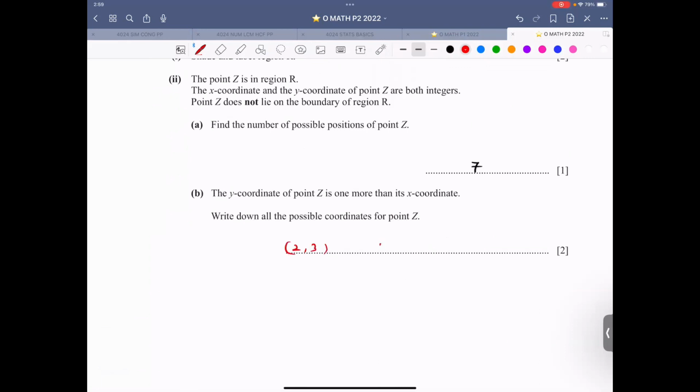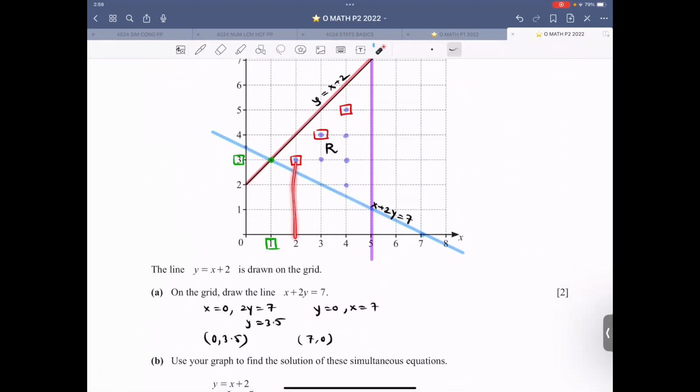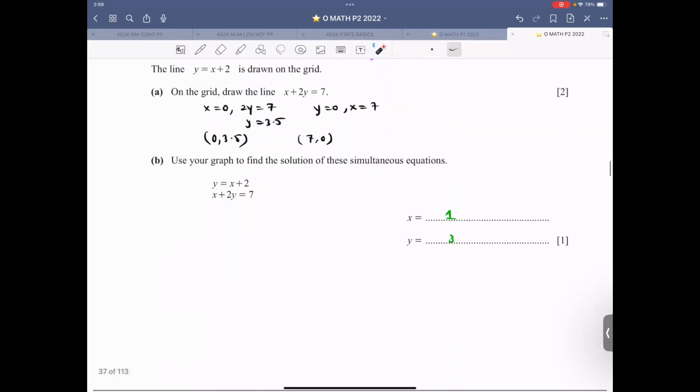That is 2, 3, 3, 4, 4, 5. If I'm not mistaken, let me double check. So this is 2, 3, 3, 4, 4, 5. They are lying on this particular line that goes like this: y is equal to x plus 1. Basically, they lie on this line.